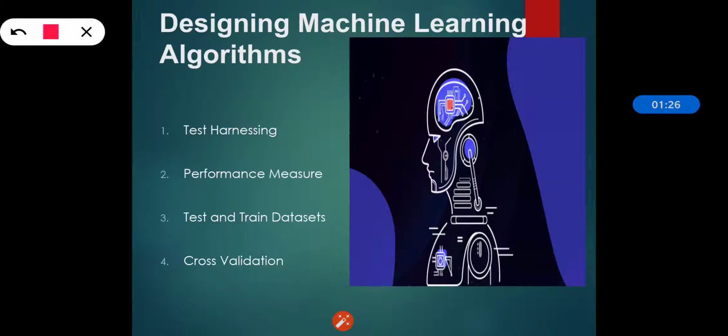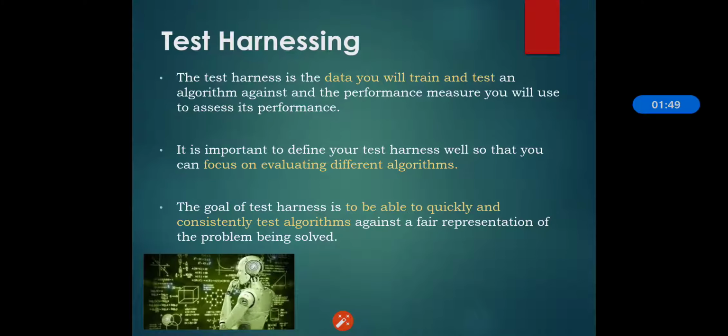As we are going through machine learning algorithms, the next important part is designing the machine learning algorithms. The following are the ingredients of the design procedure. When you are designing a machine learning algorithm, the main things used while designing are test harness, performance measure, test and train datasets, and cross validation. We will see all these things in detail.